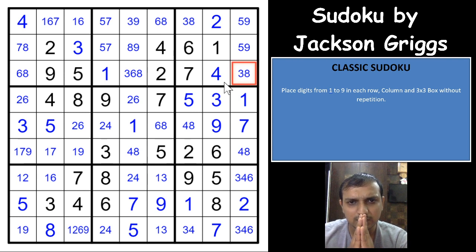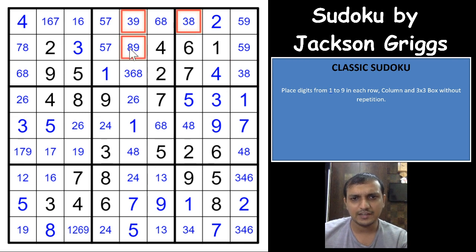6 here, that is a 6 here, and that. Okay, no, I see something, guys. You have a 3 9 here, you have a 3 8 here, and an 8 and 9 here.